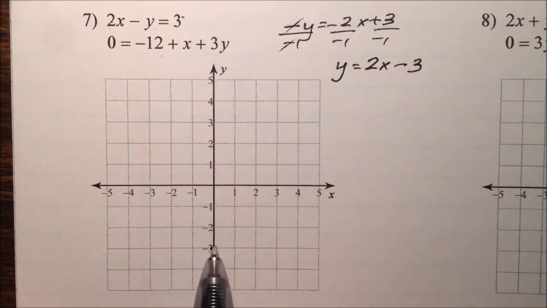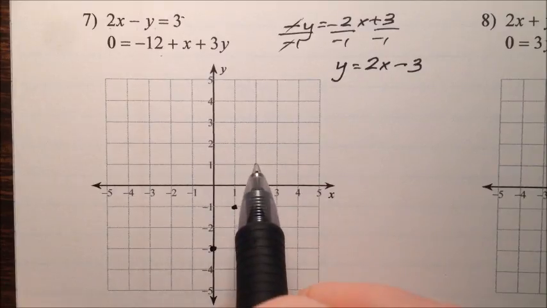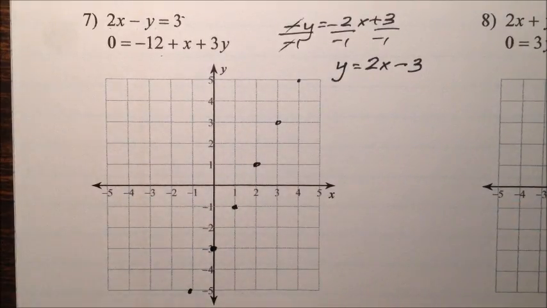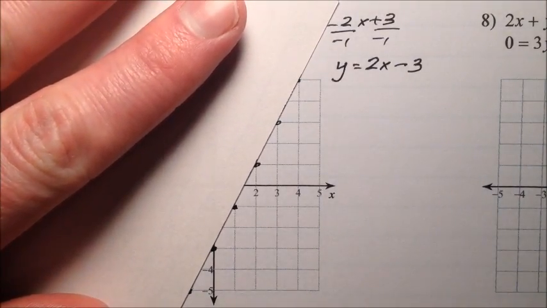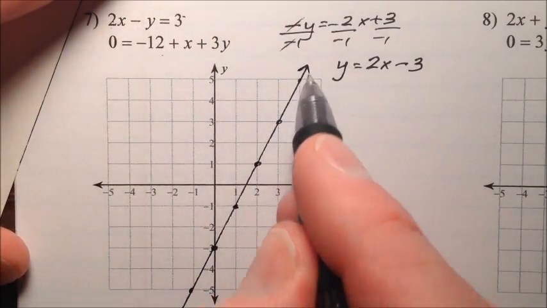So I go down here at negative 3, and my 2 over 1 slope will be up 2 over 1, up 2 over 1, and so forth, or down 2 and back 1. So let's go ahead and see about graphing him. There we go.